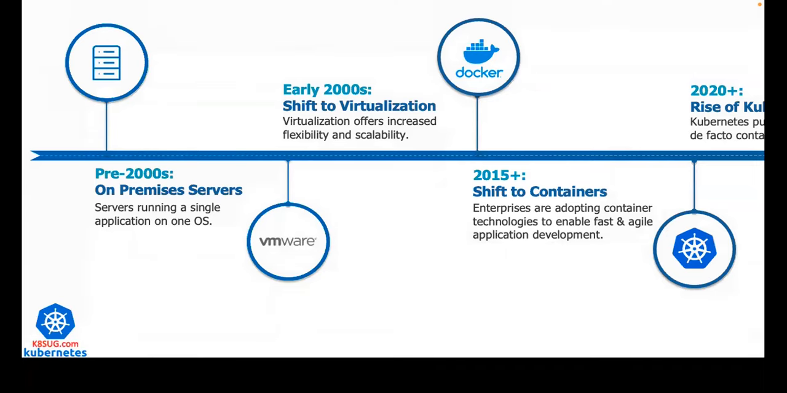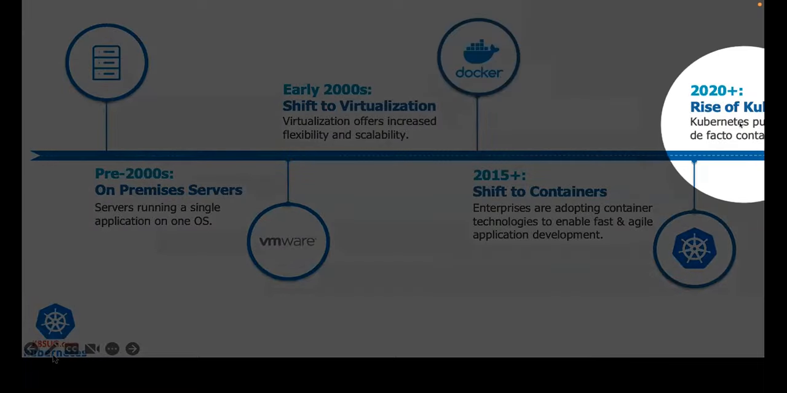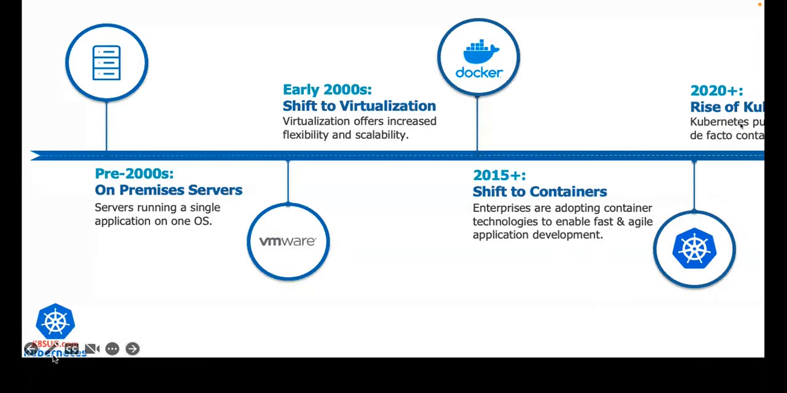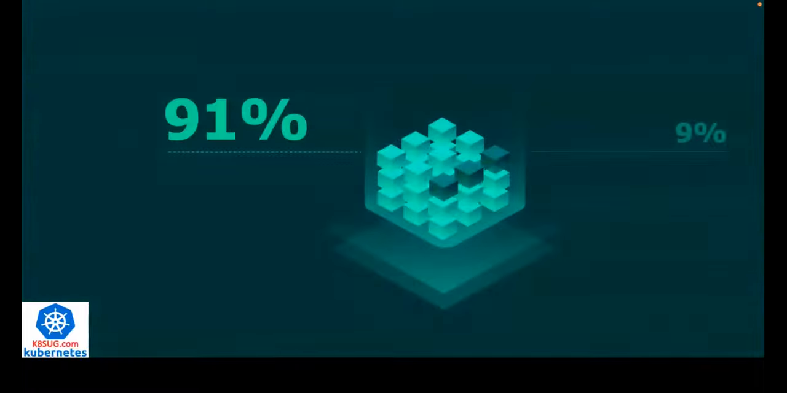Then by 2020, we saw the rise of Kubernetes. It became the de facto standard for container orchestration. You can see containers almost everywhere. If you ask where you are running your containers, most likely it's running on Kubernetes. Where is the Kubernetes cluster? That's today's topic. I will show you what the popular Kubernetes clusters are.